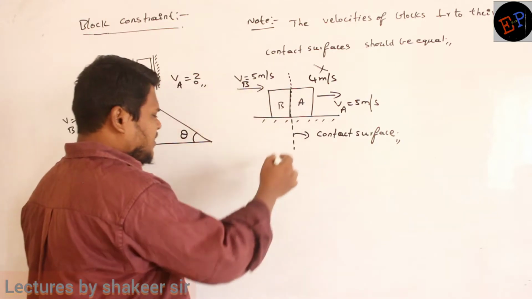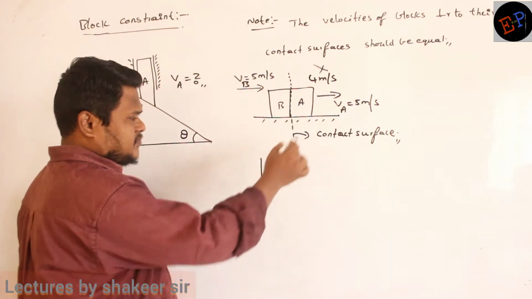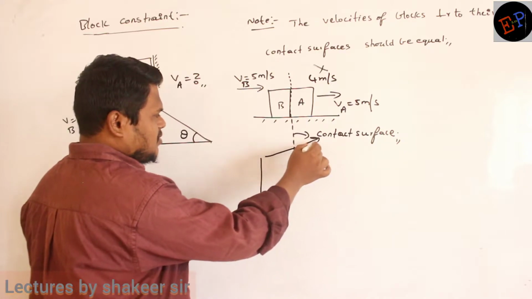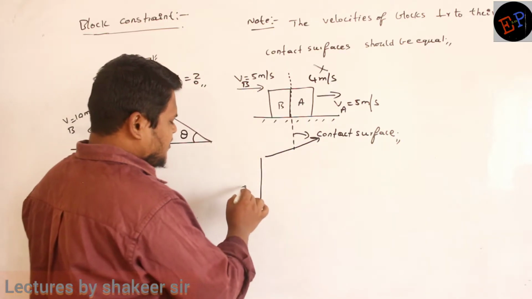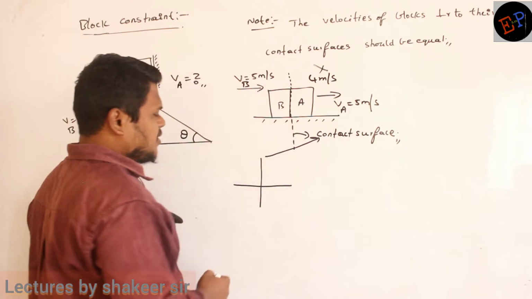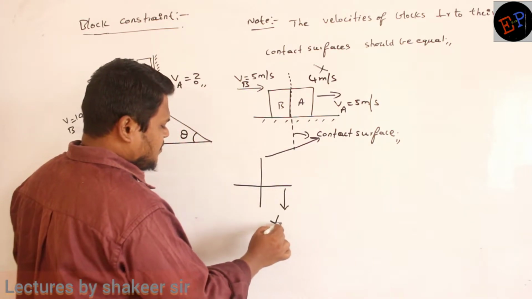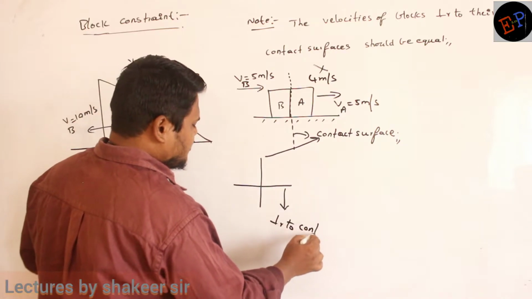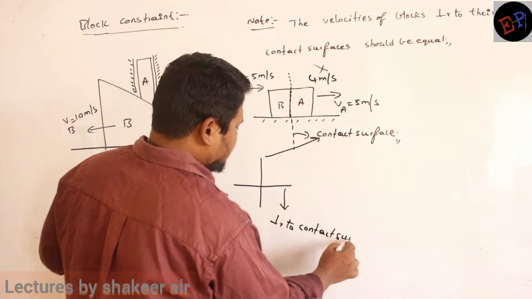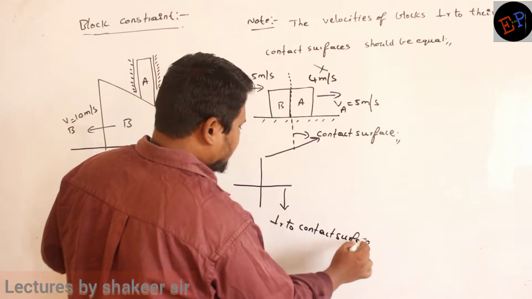Now if I take this contact surface, what is this one? This is the contact surface. Now, if I draw a perpendicular to the contact surface, what is this line? This line is called perpendicular to contact surface. Are you able to understand? What is meant by perpendicular to contact surface, ma?